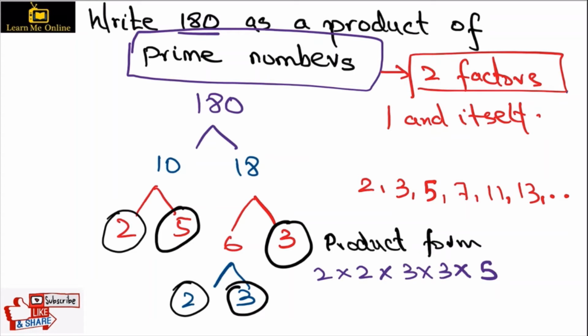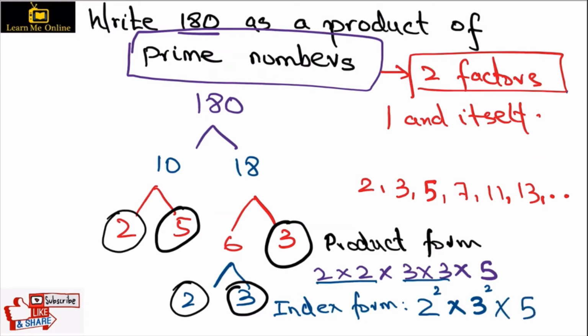Now I'm going to show you how you can write the same thing in the index form. Index means to write it down in the power form. To write these prime factors in the power form, you see that you have got 2 twos, so you write down 2 with a power of 2 on it. Then we see how many 3s we have, and because we have 2 threes, we write down 3 with power 2 again. There's only 1 five, so it stays just by itself.